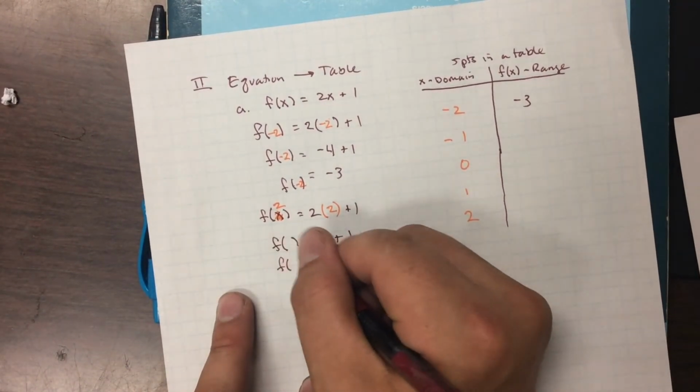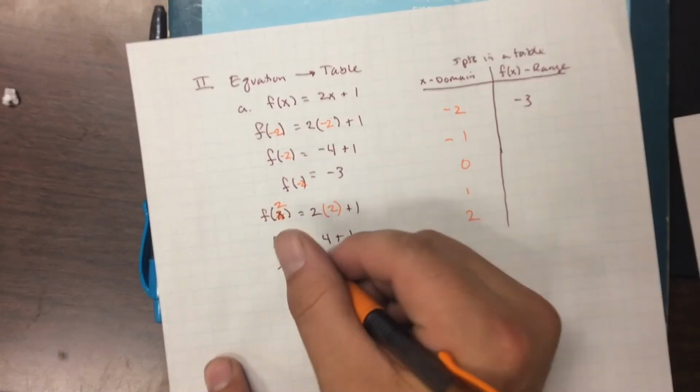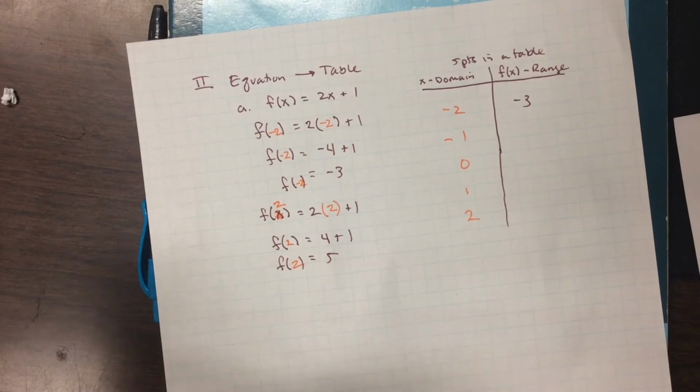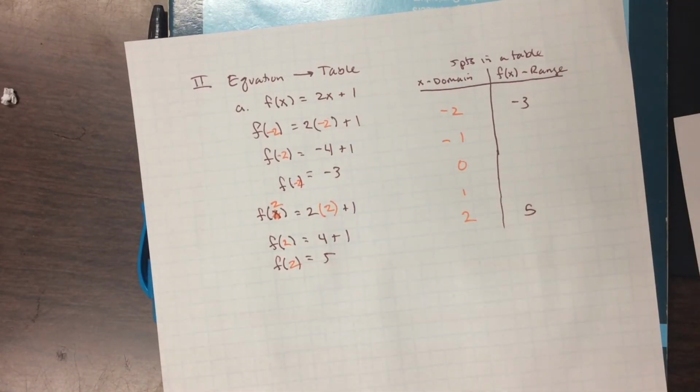I'm going to report this in function notation. So f of 2 equaled 4 plus 1. F of 2 equals 5. So that will go right here. You guys go ahead and do the rest, fill out the rest of my table.